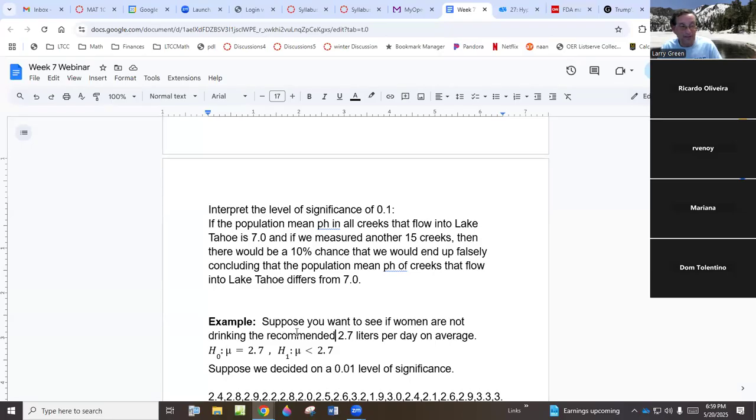So the null hypothesis here: we want to see if women are not drinking the recommended 2.7. So again, what you're going to ask is, how much water or how much liquid are you drinking every day? If the population mean is 2.7, then the average woman is drinking the right amount. So that's H naught. On the other hand, if women are not drinking the recommended 2.7, then mu would be less than 2.7. Any questions on that?